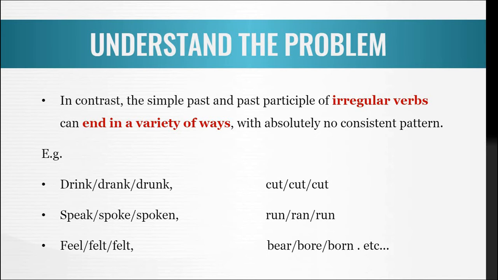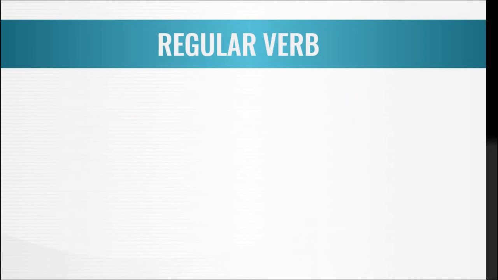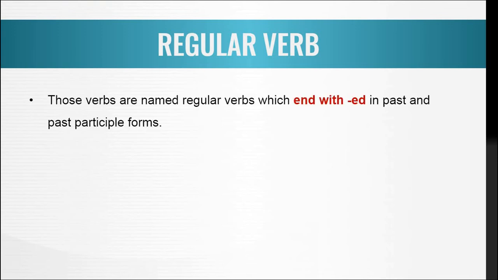The last one is bear, bore, born. Again, all the three forms are different. So there is basically no absolute pattern, no consistent pattern, no special rule for changing irregular verbs. They have no certain rules or specific pattern.